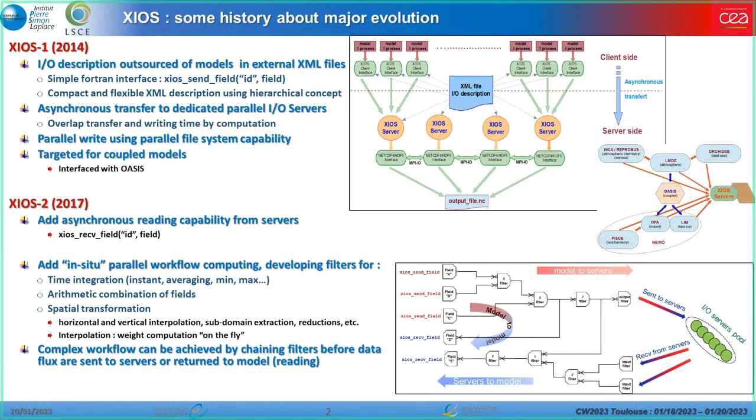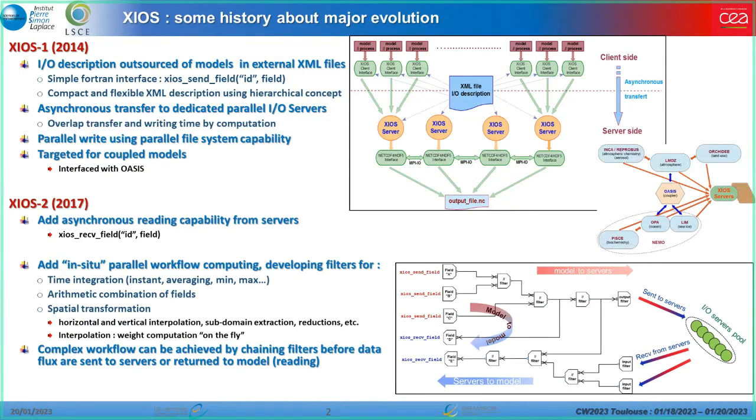For the XIOS 2 release, we had the asynchronous reading from servers with a similar interface as for writing a field, xios_recv_field, with the same minimalist interface. And more important, we have the capability to make parallel computing in terms of workflow on the client part. So what can be achieved in this workflow? We can achieve time integration, like averaging, minimum, maximum, accumulate.